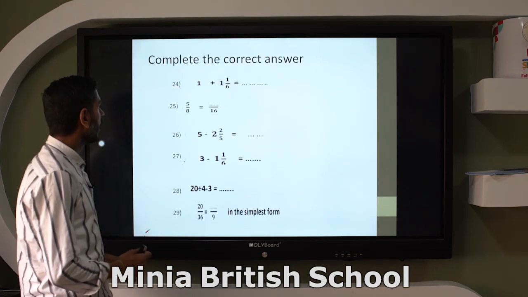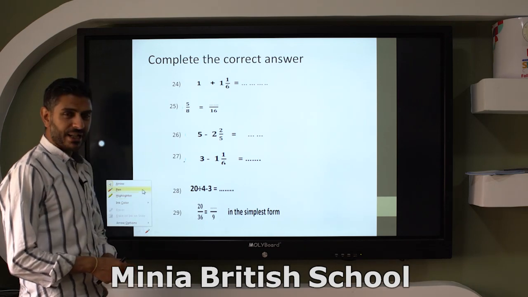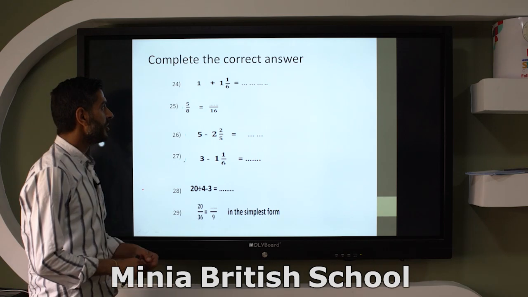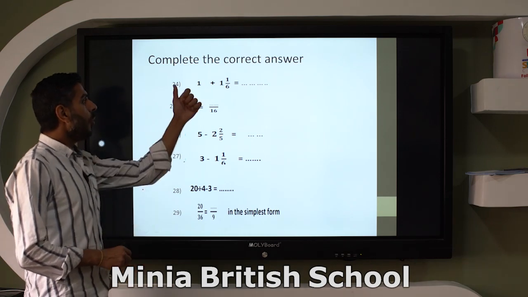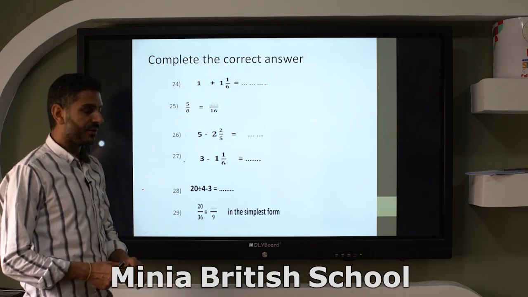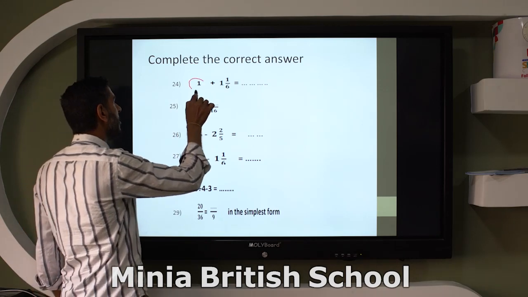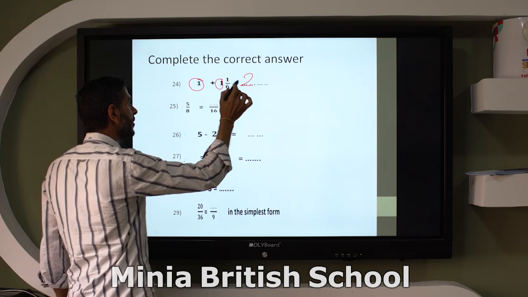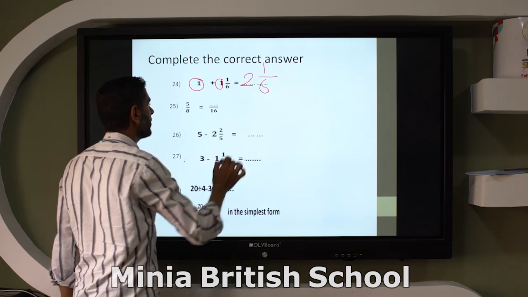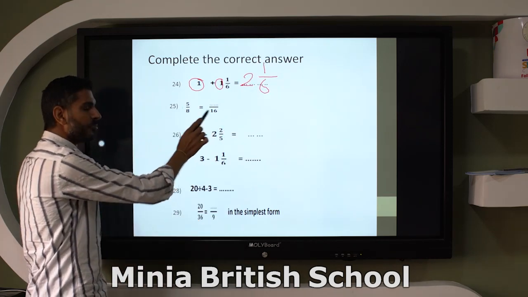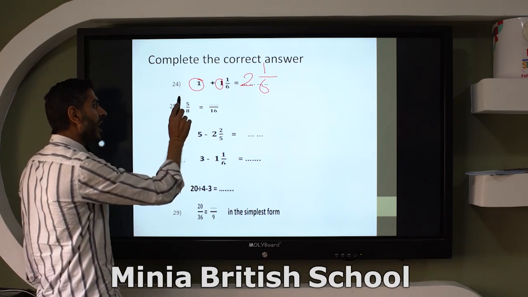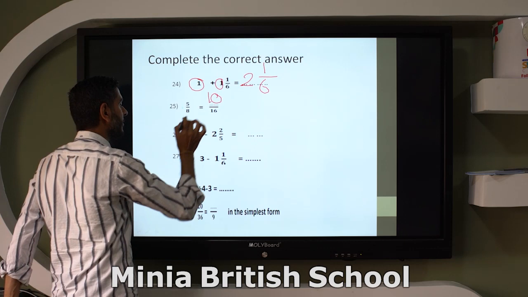Okay. Complete the following statement. Number 1, 1 plus 1 and 1 over 6. Here the whole number 1 and here 1. Add together, so 1 plus 1, 2 and 1 over 6. Okay. 8 becomes 16 multiplied by 2. So 5 times 2 equals 10.